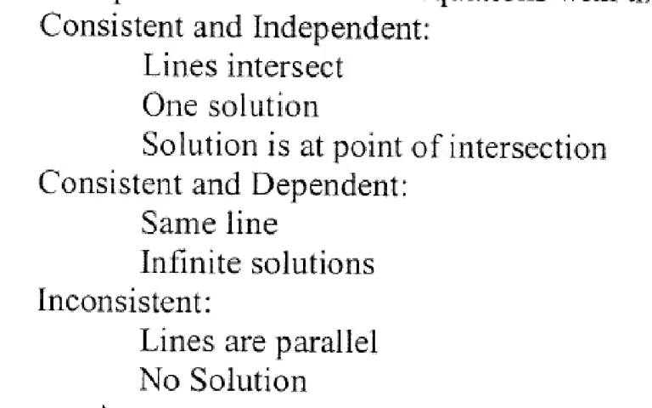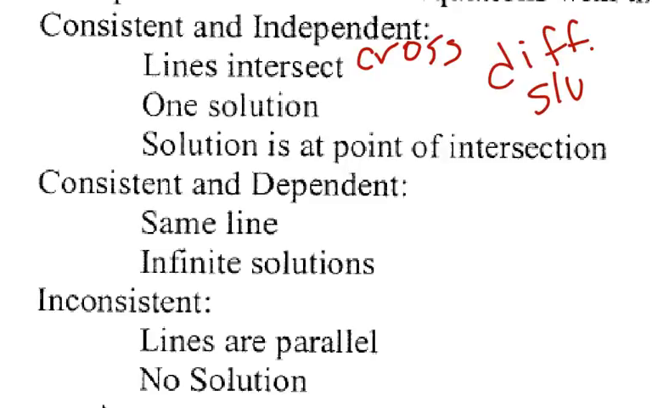There are three ways that you can describe the solution set. You can have consistent and independent. This is if your lines intersect or cross. It's when you have one solution and the solution is at the point of intersection. When you're looking at the equations, they are going to have different slopes. That means the lines are going to intersect or cross. You'll have one solution. That's where they cross. That's called consistent and independent.